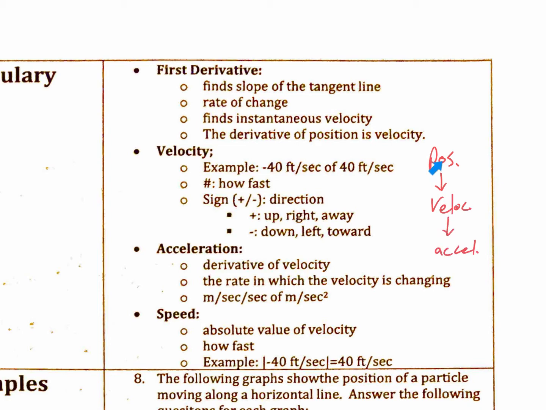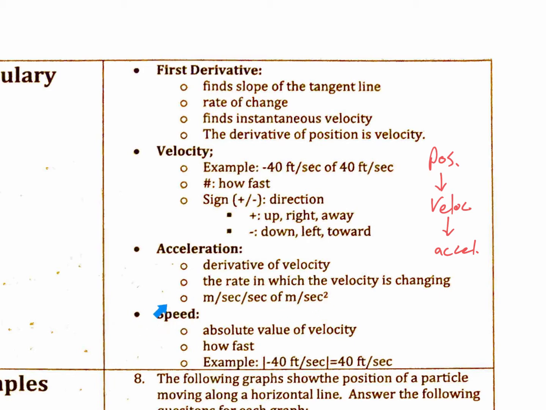So if you know the position function, you can derive that to get the velocity function. You can derive that to get the acceleration function. That tells us at what rate the velocity is changing. Well, velocity tells us at what rate the position is changing. Acceleration tells us what rate the velocity is changing. Units are typically written as meters per second squared, or some sort of distance over time squared.